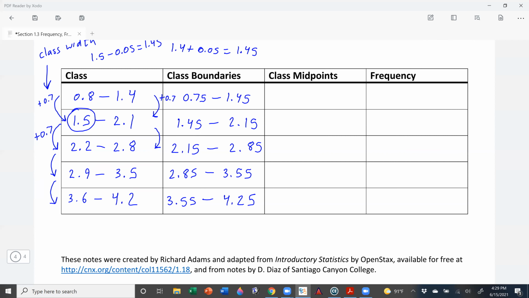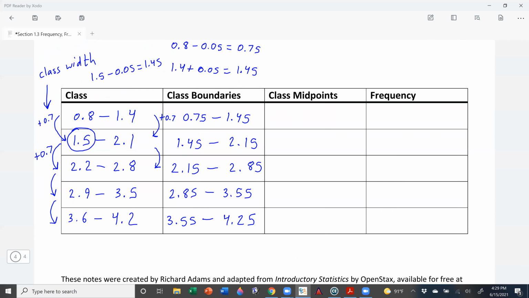So class boundaries, in my opinion, is the most tricky part of that, but they really do fill themselves out once you get started. Okay, I know this is getting a little bit long, but very, very important. I'll have a test question on this for sure.